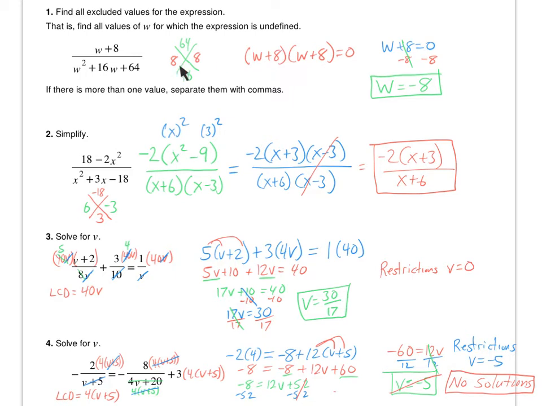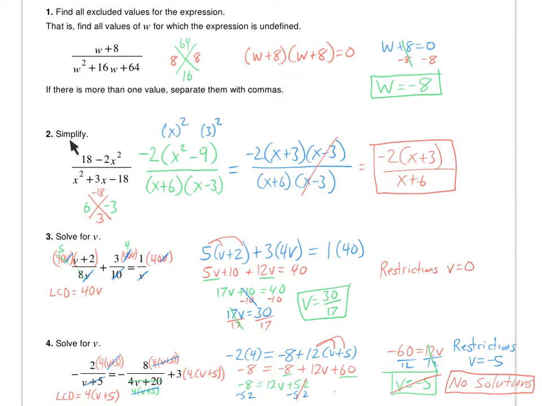So I factor it right here using this little x. When I factor it, I set each factor equal to 0. Since they're the same, I don't have to set both. When I set it equal to 0, negative 8 is a restriction and undefined, because it creates a 0 on the bottom.